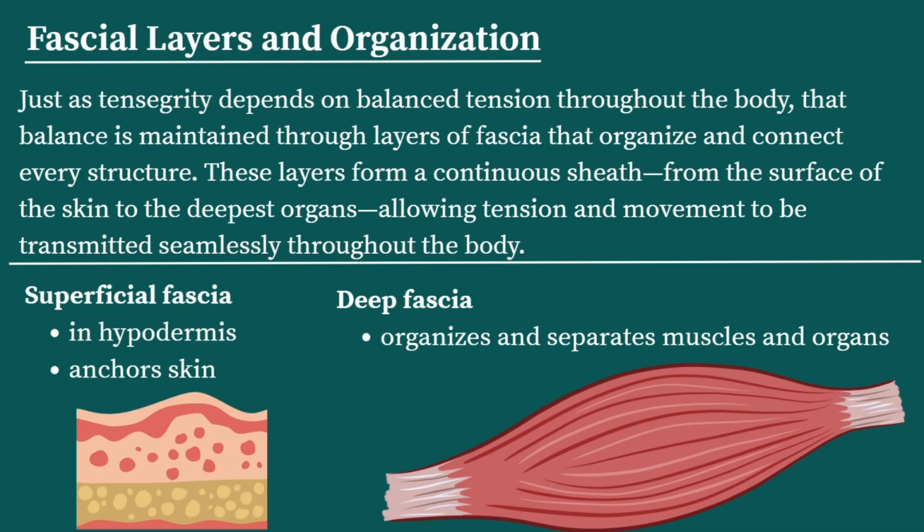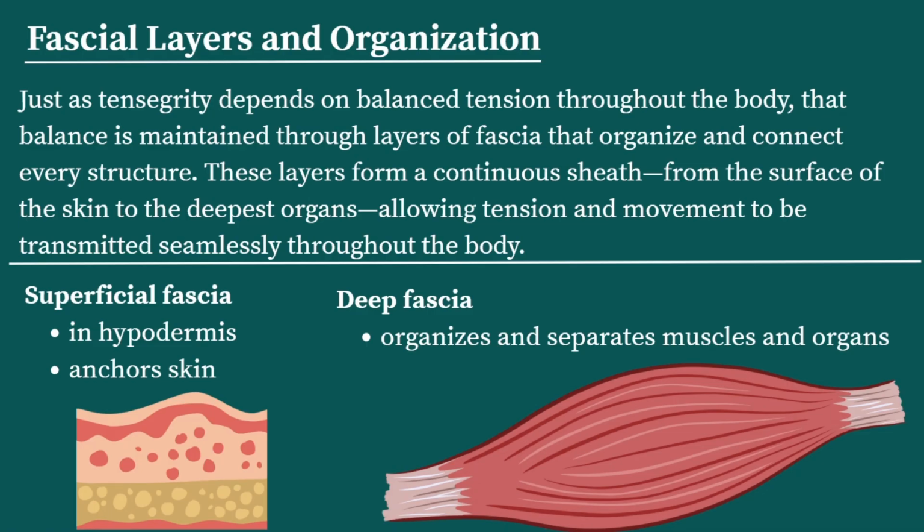These layers form a continuous sheath from the surface of the skin to the deepest organs, allowing tension and movement to be transmitted seamlessly throughout the body. First of all, I want to say fascia is one organism. It's not a packet here and a packet there, or different kinds of fascia here and there. It's all connected into one structure, and it has pockets that all the other fibers live in. That's why they call it connective tissue. It connects everything together.